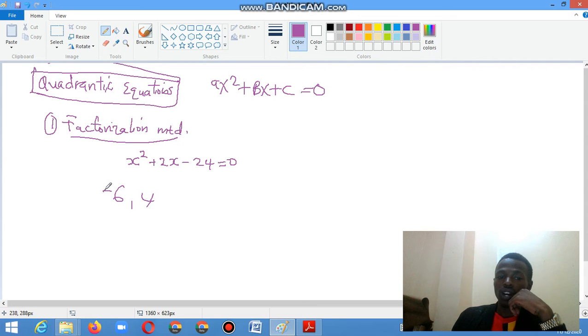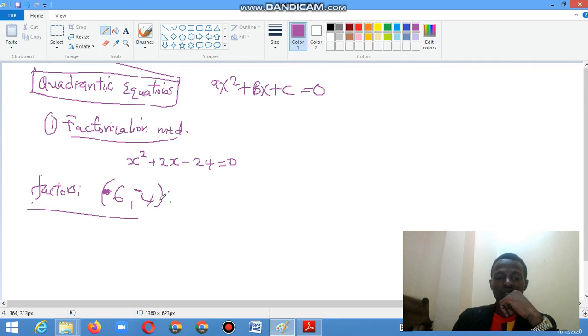That means we have to interchange. Instead of putting the negative here, we put it here. Because 6 times negative 4 still gives minus 24, and 6 minus 4 gives positive 2. And these are my factors. That's how you look for factors. So this is the first step. Once you are successful in this first step, then everything is okay.